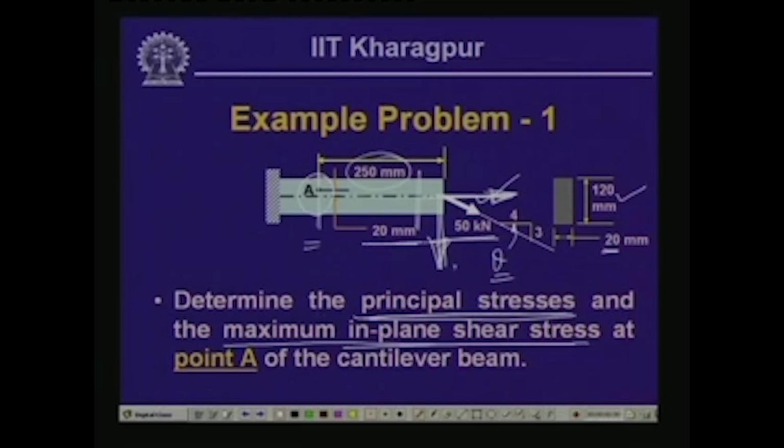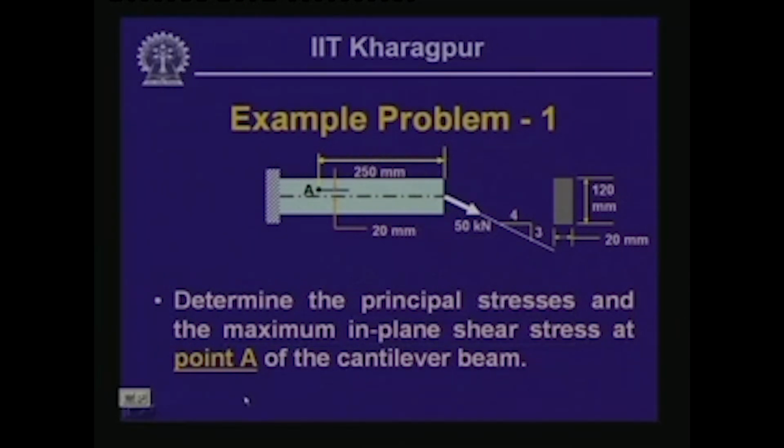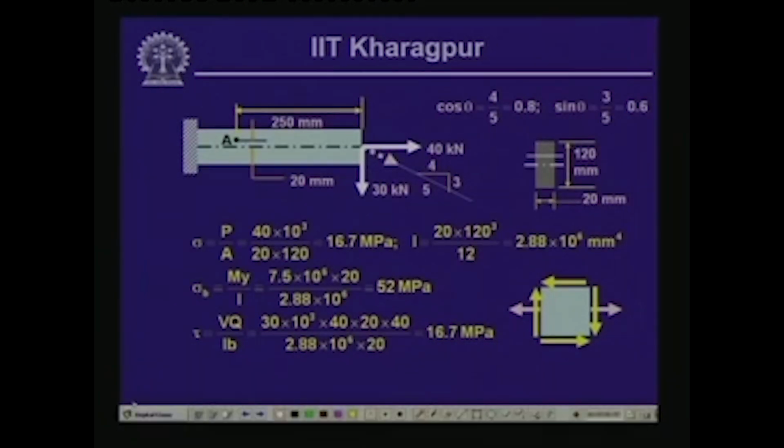So, first we will have to find out the magnitudes of the bending moment and the shearing force acting at this particular section, so that we can compute the value of the principal stress and the in plane shear stress. Now, this is what is indicated over here. First, we have decomposed this inclined load at an angle of theta in two directions, one in the axial direction, one perpendicular to the axis.